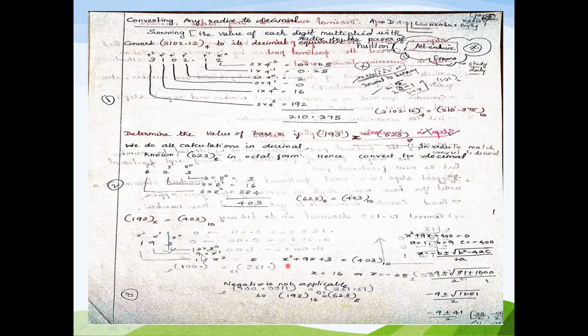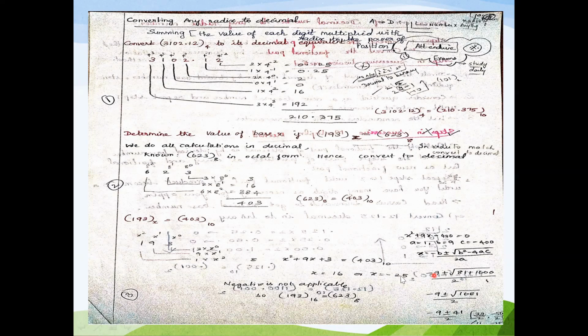So x square plus 9x plus 3 is equal to 403 to the base 10. So x square plus 9x minus 400 is equal to 0. Apply the formula to find the value of x by using minus b plus or minus root of b square minus 4ac by 2a. We'll get the value of x.